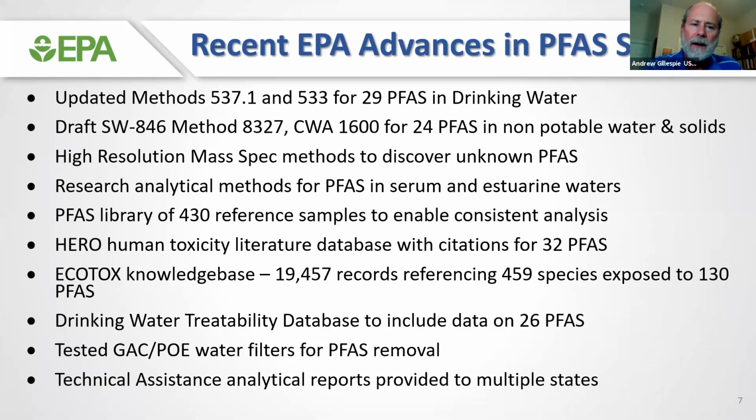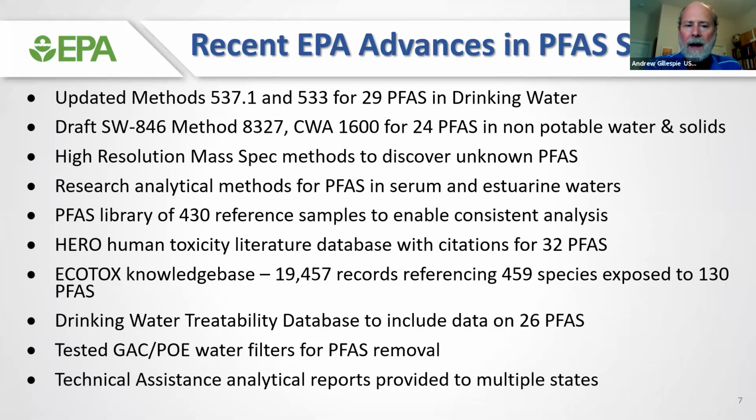More on the risk management end, we've got a drinking water treatability database that EPA has maintained for many years. This is a database of the effectiveness of different drinking water treatment approaches on different chemical contaminants of interest. And so we've started building data on PFAS into that set. We're up to 26 different PFAS now. If you're interested in knowing how to treat drinking water in a particular location, you can go there to find out what kinds of treatments do and don't work.